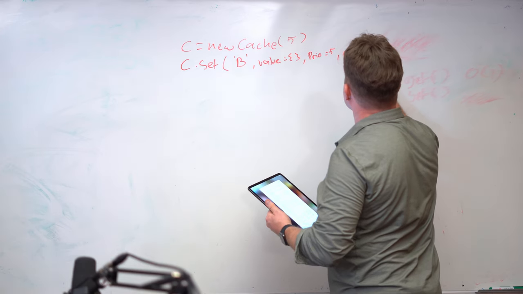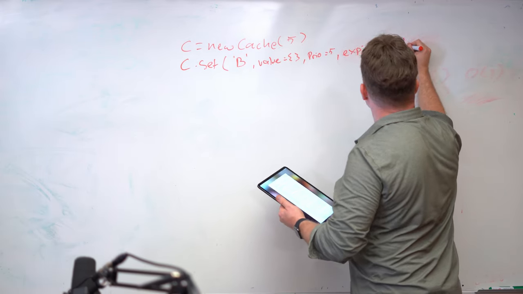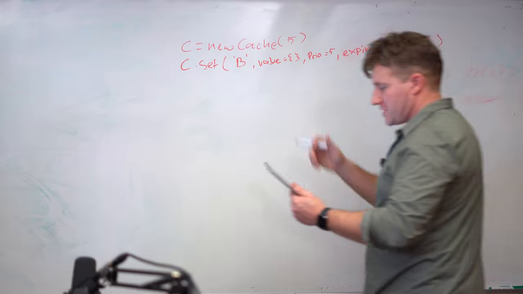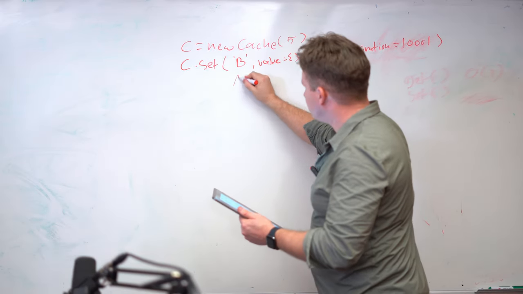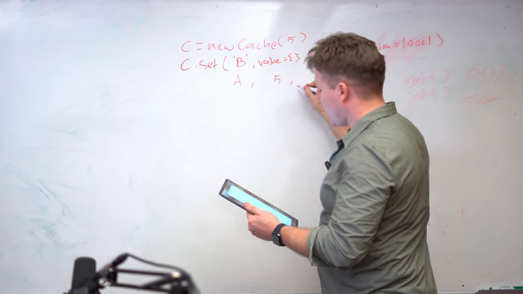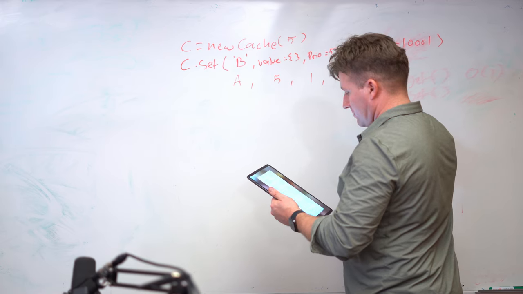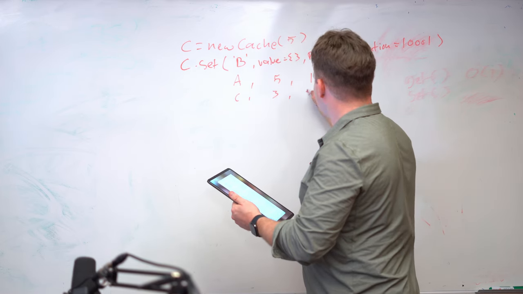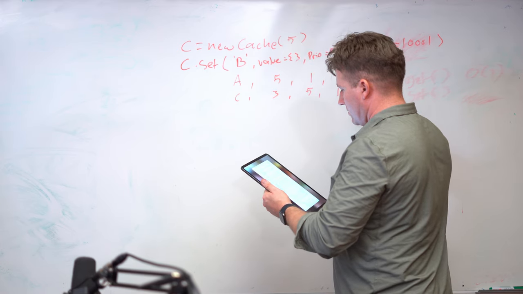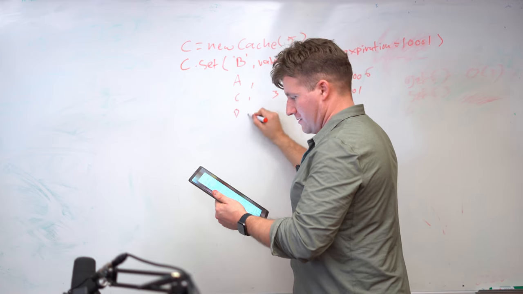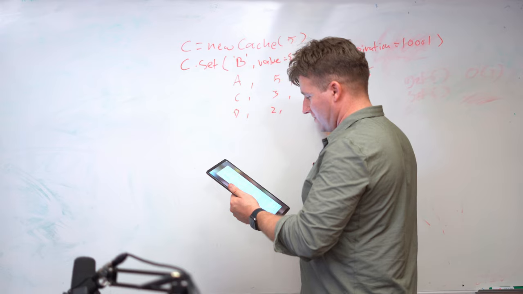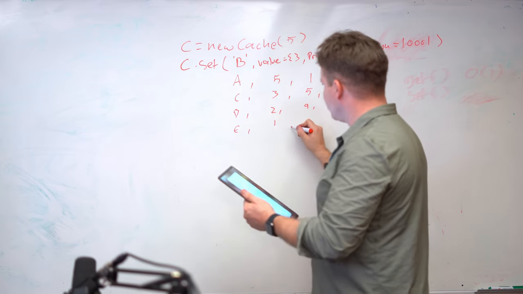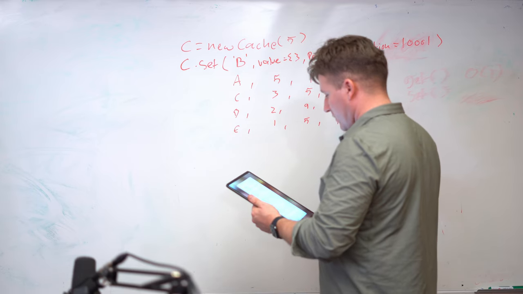And the expiration equals 10001. So this is an example of how we put something in the cache. So let's put some other values in. So we'll put A, which should have gone first, but it doesn't matter. And it has a value of 5 and a priority of 1 and an expiration of that number. And then C, which has a value of 3, a priority of 5, and an expiration of 1001, and D, which has a value of 2, a priority of 9, and an expiration of 500, and finally E, which has a value of 1, a priority of 5, and an expiration of 1.